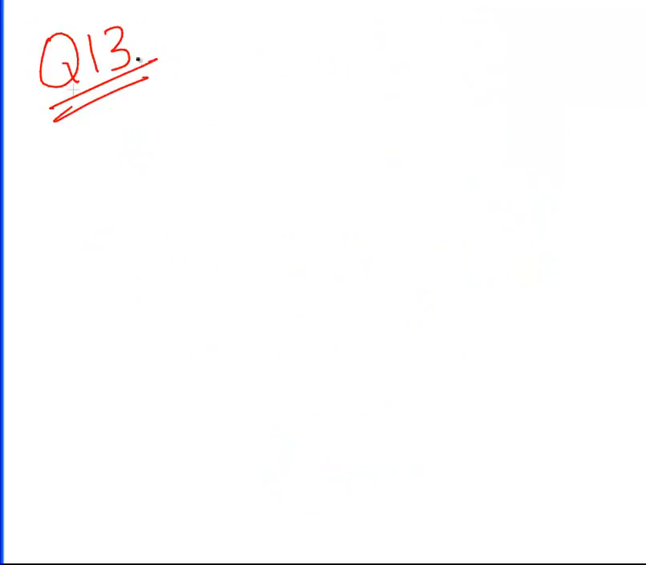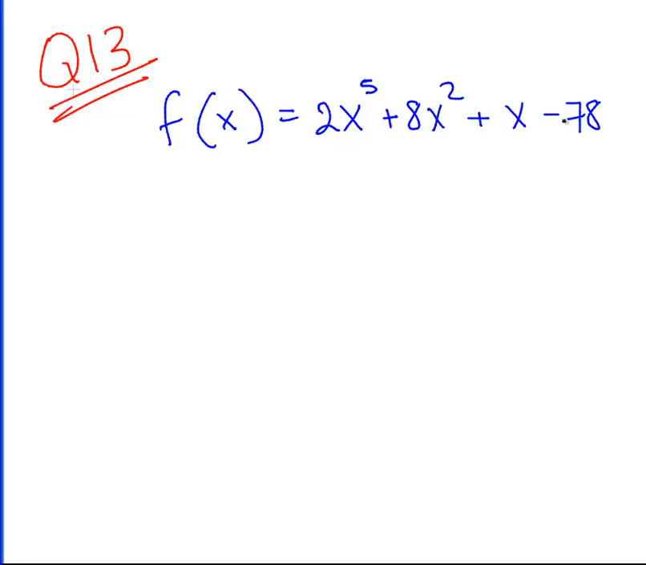Q13 is f of x. This is a big long one actually, but there's nothing particularly hard about it. 2x^5 plus 8x^2 plus x minus 78. Now, I'll do this out a little bit again. So here n is equal to 5, here n is equal to 2, here n is equal to 1, and so on. And the last case, the 78 is just a constant term.